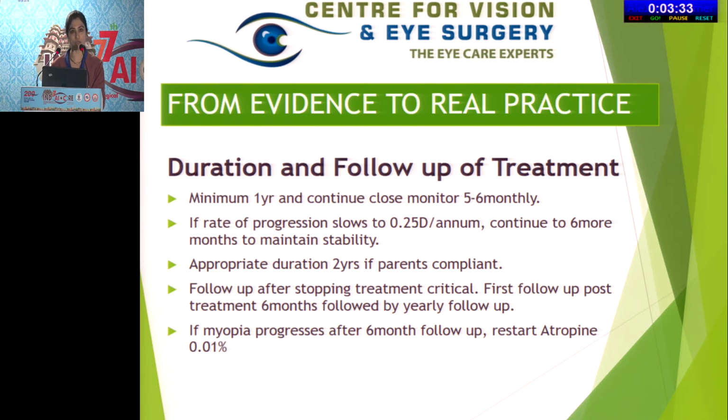Appropriate duration of the treatment, as I said, and which has been done in all the basic trials of ATOM 1 and ATOM 2, is 2 years. Follow-up after stopping the treatment is very, very critical, because still, as we'll discuss further, there are many school of thoughts how the follow-up should be done, but in an ideal setting, you should be following up the child till the kid is 13 to 14 years. First follow-up post-treatment, 6 months, followed by a yearly follow-up is what we would like to recommend. If myopia progresses after 6-month follow-up, restart atropine 0.01%.